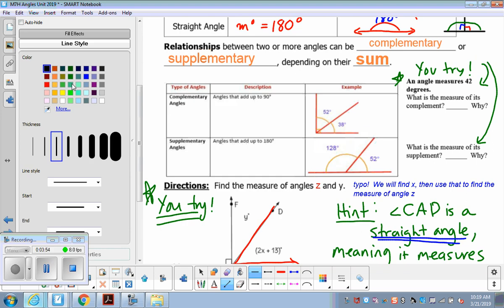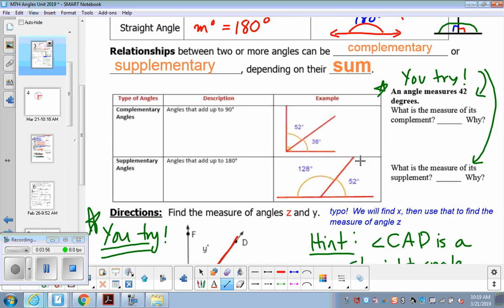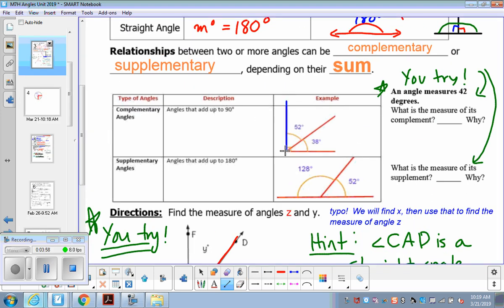And I'm actually going to change the color to blue so you see what I'm talking about. I have a 90-degree angle right there with the blue lines. Now if I split that with the red line, this measures 52 degrees and this one's 38 degrees. So if I add them together, they equal 90.